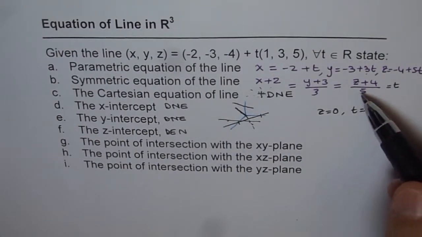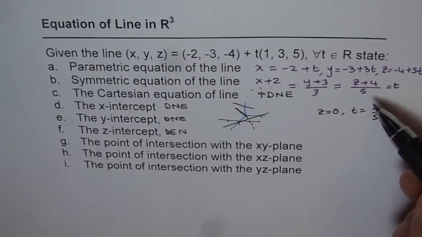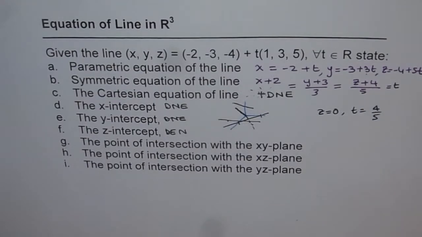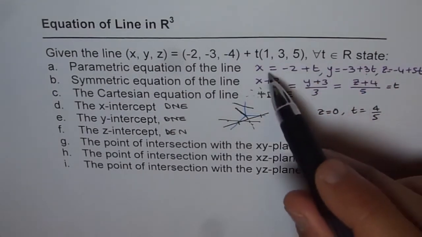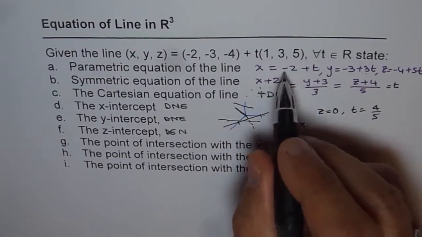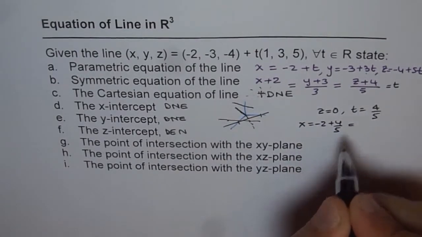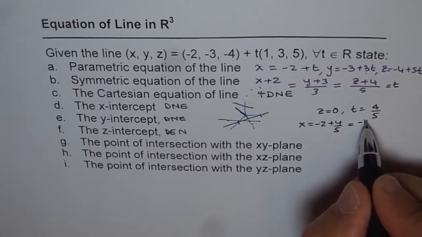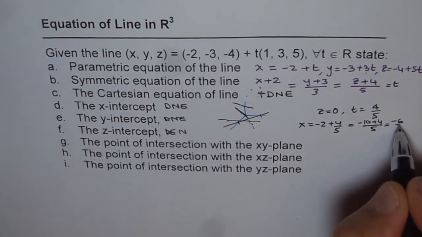Remember one thing, we have so many different forms of equations, and now you can see which form to use when, correct? So we use this form, say, well, z equals 0, t equals 4 over 5. Now when t is 4 over 5, we can plug in t as 4 over 5 for y and x and get the values of x and y coordinates. Do you see that? So x will be equal to, we can use this coordinate, minus 2 plus 4 over 5. And that is 5 times 2 is 10, so minus 10 plus 4 over 5. And that gives us minus 6 over 5.